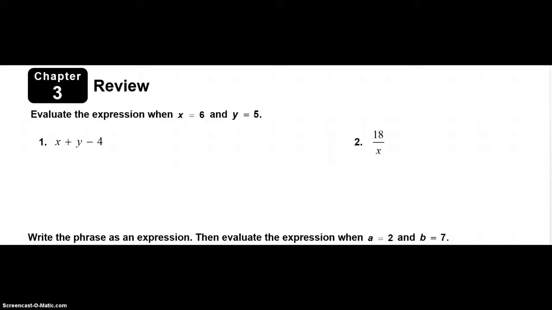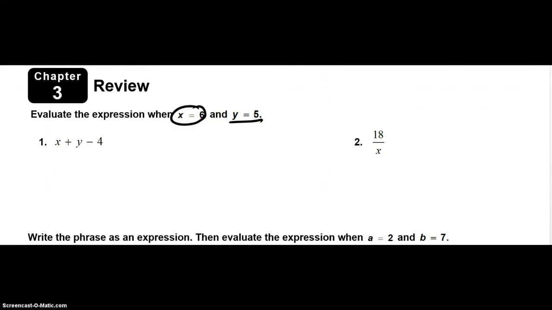This is the Chapter 3 review for Math 6. Numbers 1 and 2, the directions say to evaluate the expression when x is 6 and y is 5. So what that means is when we are going through our problems in 1 and 2, we plug in these specific values that have been assigned to x and y if we see x and y in our expression.